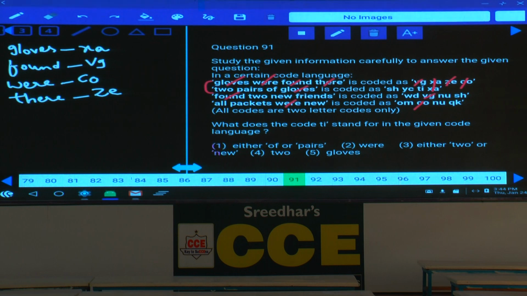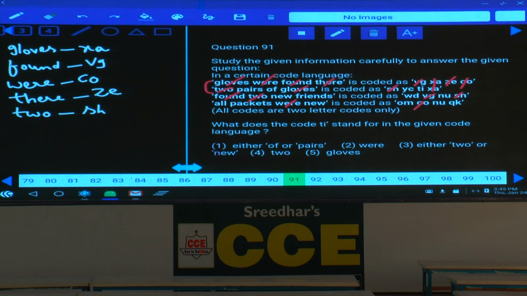Done with this? Then compare the second and the third statements. Here, 2 is the word which is common between the second and the third statements, hence 2. Then which code is common here? SH is common between these two, hence the code to the word 2 is SH. 2 is SH. Next, pairs and of.